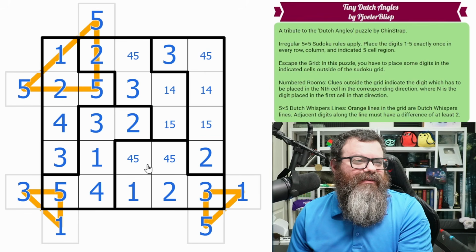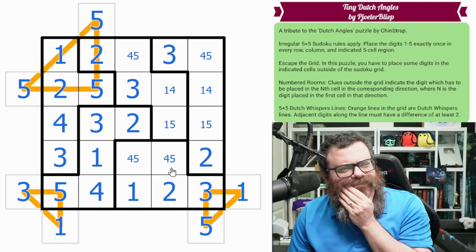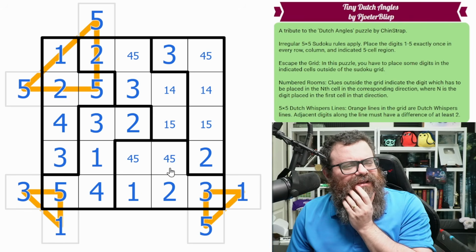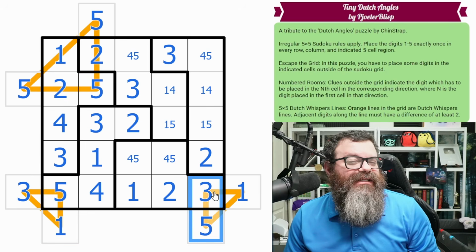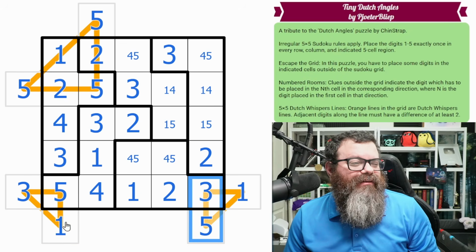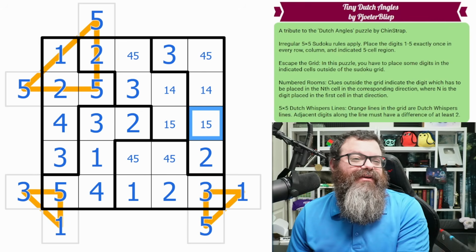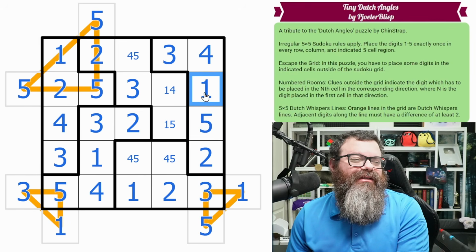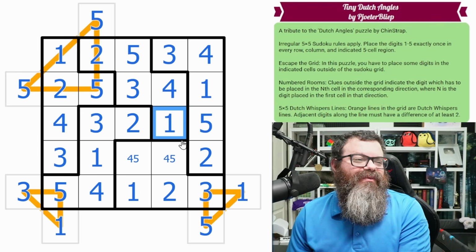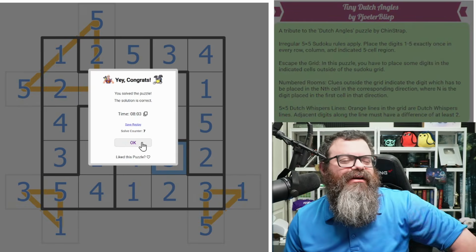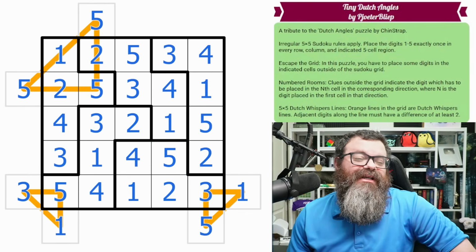All right, what resolves all this? This 5, no? Maybe there's a region or something that I'm not getting. Oh, these numbered rooms I need to take care of. So 5 away, we place a 1. Here, 3 away, we place a 5. 1, 2, 3. Okay, so that's 5. 4 and 1. That gives us the 4, 5, and 1 here, and that gives us the 4 and 5, and we're done. Okay. Very interesting puzzle, PjoeterBliep.